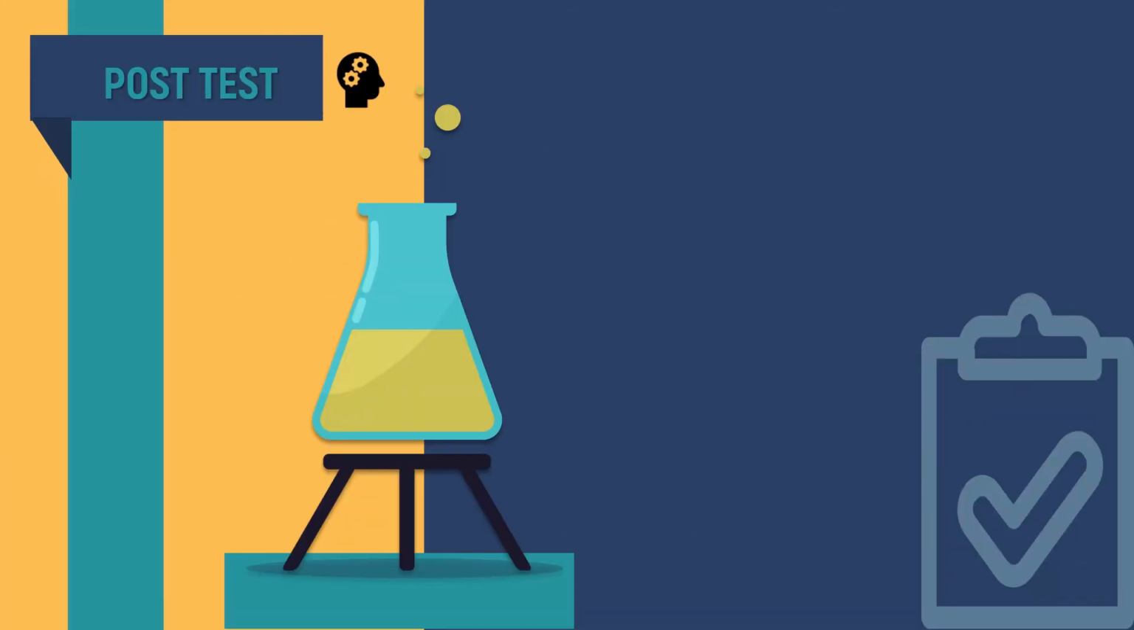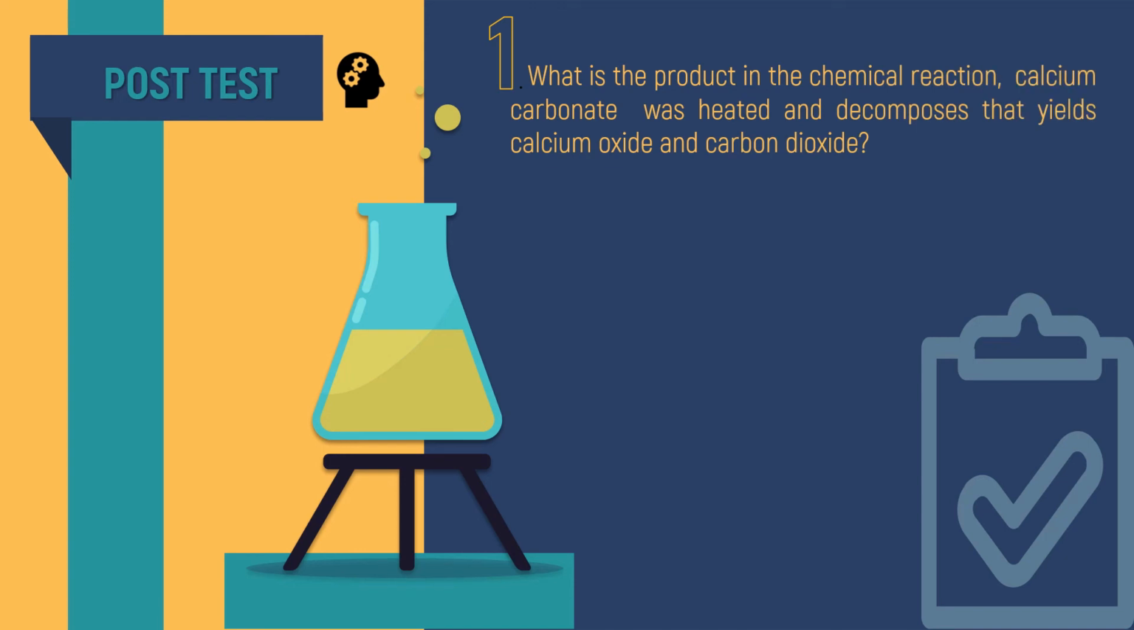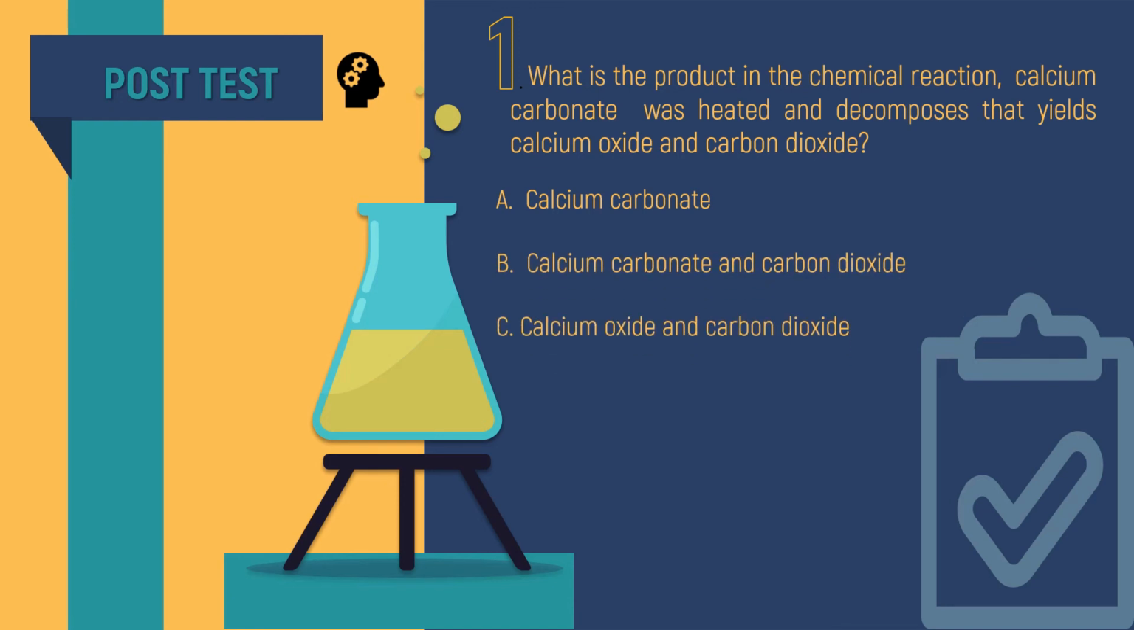This time, you are now ready to take your post test. Ready? Number 1. What is the product in the chemical reaction: calcium carbonate was heated and decomposes, yielding calcium oxide and carbon dioxide? A. Calcium carbonate, B. Calcium carbonate and carbon dioxide, C. Calcium oxide and carbon dioxide, D. Calcium carbonate and calcium oxide.